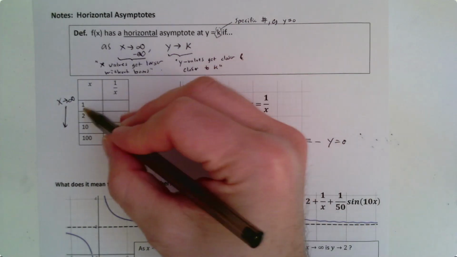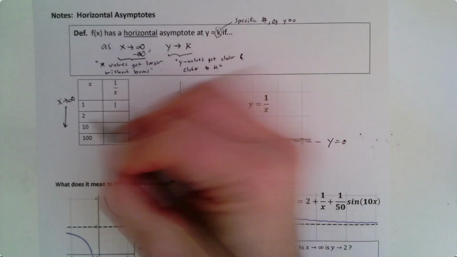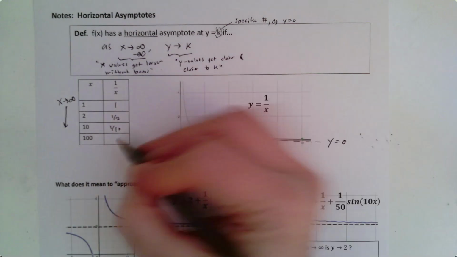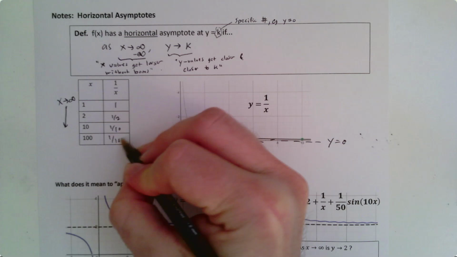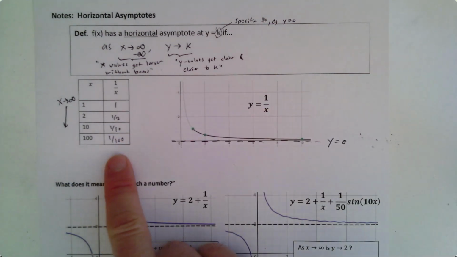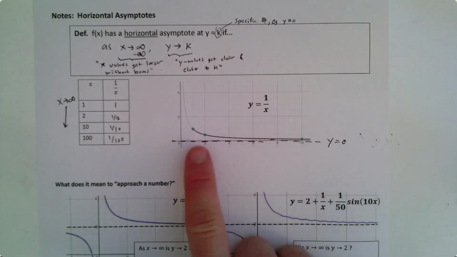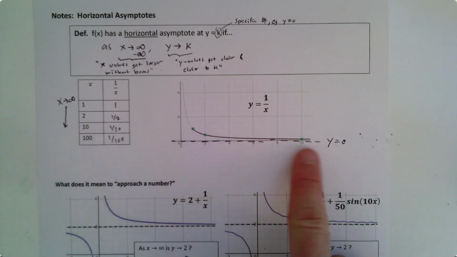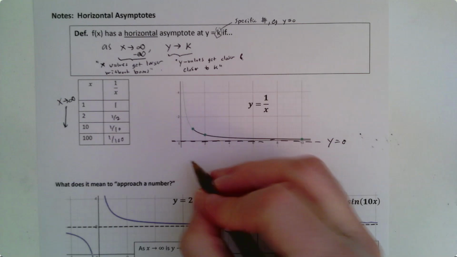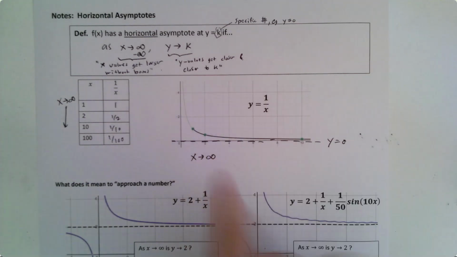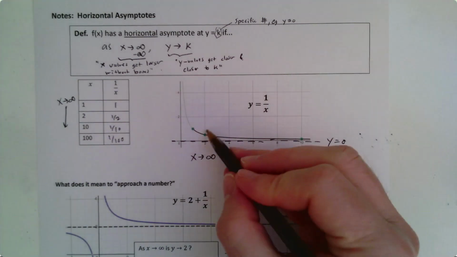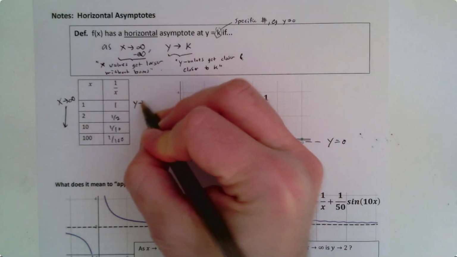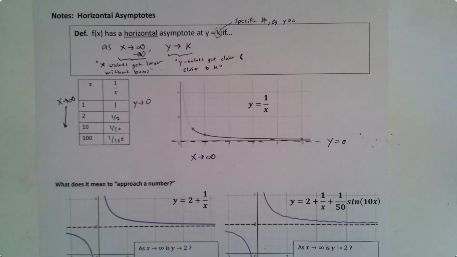Let's plug them in. So we have 1 over 1 is 1. If I plug in 2, I have a y value of a half. If I plug in 10, I have a y value of a tenth. And if I plug in 100, I have a y value of a hundredth. And you can see those points plotted here. Here's 1, 1, 2, 1 half, 10, 1 tenth. So as x is approaching infinity in this direction, the y values get closer and closer to 0 without ever reaching it. So let's write y approaches 0 right there.